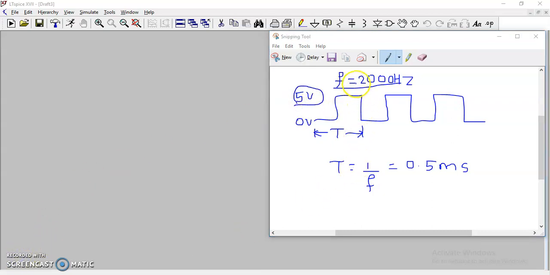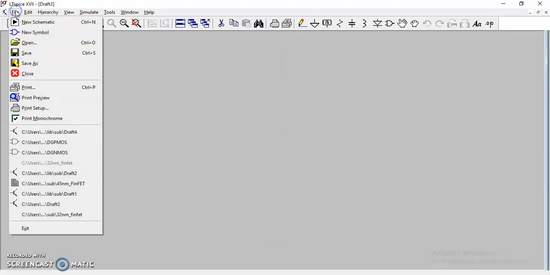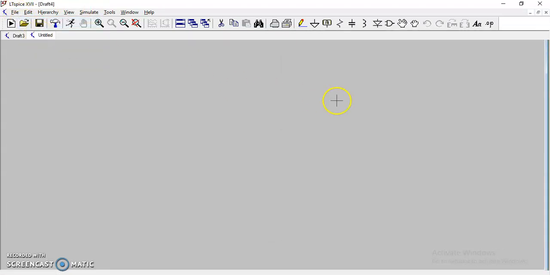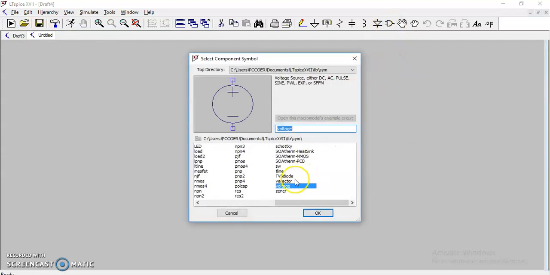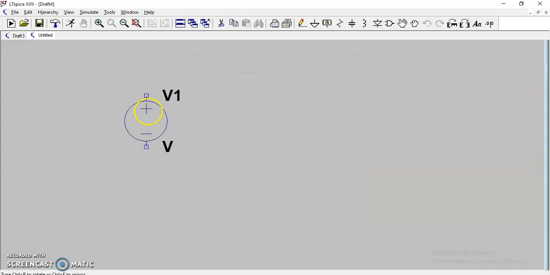Let us generate this square wave using LT Spice. Go to File, New Schematic, and click on the component. So take a voltage source here, click on OK. So this is the voltage source. Connect the ground here. Okay, connect the ground.